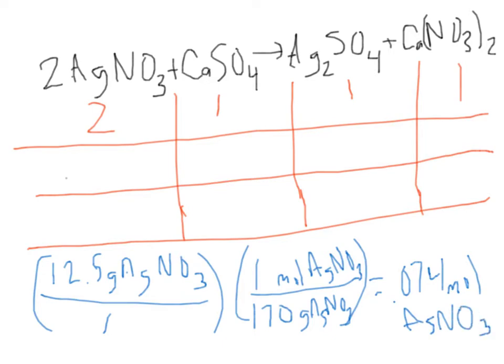So I'm going to stick that right here. This is 0.074. I'm just going to pick one of these two reactants, or one of the two products. So if this is 0.074, then the Ag2SO4 will be half that, because there is a 2 to 1 ratio right here. So half of 0.074 is 0.037, sorry. Okay.